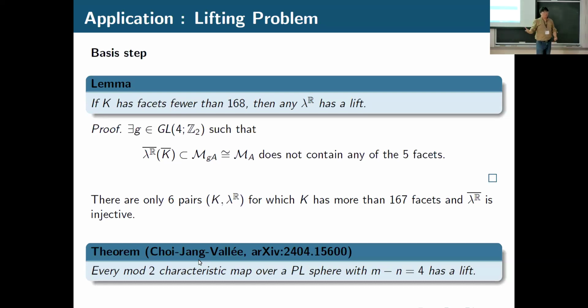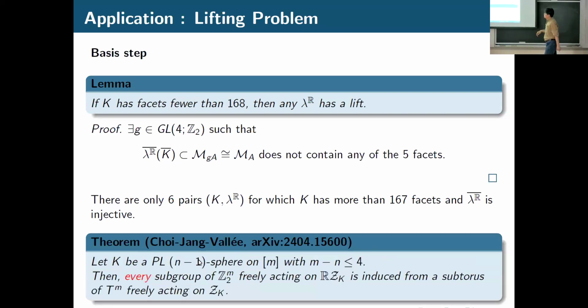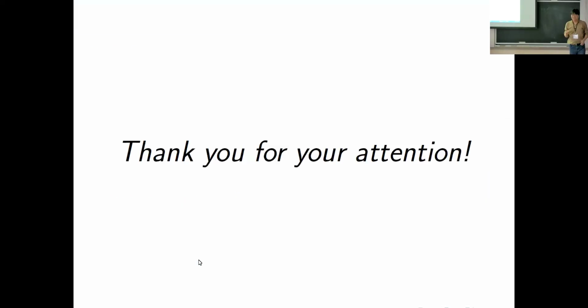Furthermore, I didn't explain the details, but with some other small ideas, we could show the following. Let K be a PL n minus 1 sphere with m vertices satisfying m minus n less than or equal to 4. Then every subgroup of Z_2^m freely acting on the real moment-angle complex should be induced from a subtorus freely acting on the moment-angle complex. Okay, this is done. Thank you very much.